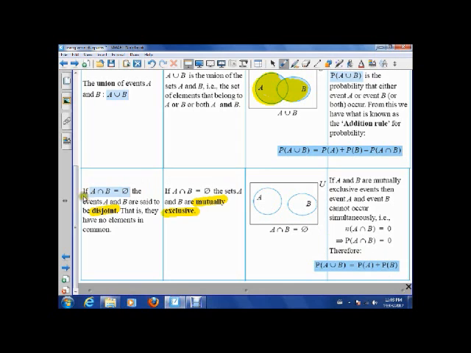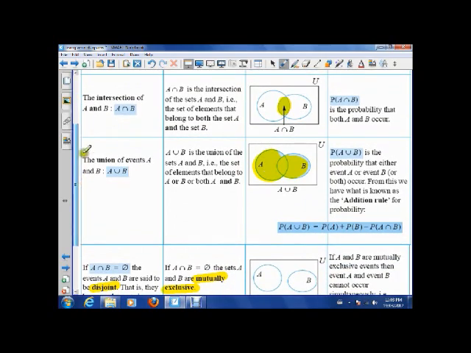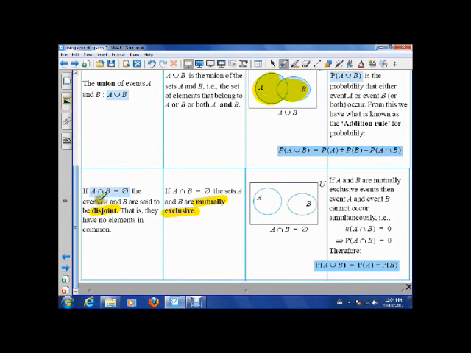Quick refresher: A prime means everything not in A. Intersection means everything in both A and B. Union means everything in either A or B or both. And if two sets are disjoint, it means that their intersection is empty. Using all this stuff, let's do a couple of examples.